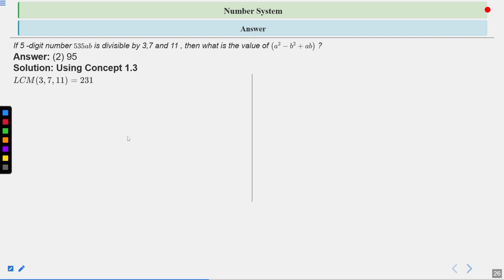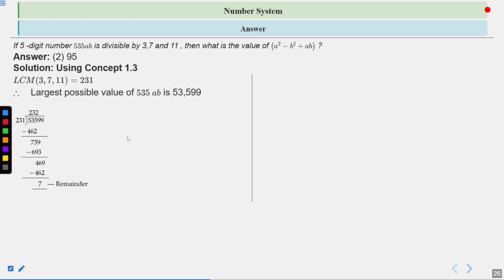The LCM of 3, 7 and 11 becomes 231. So the largest possible value of 535AB is 53,599. When we divide 53,599 by 231, we get remainder 7. So when we subtract 7, we get 53,599 minus 7, which is 53,592.